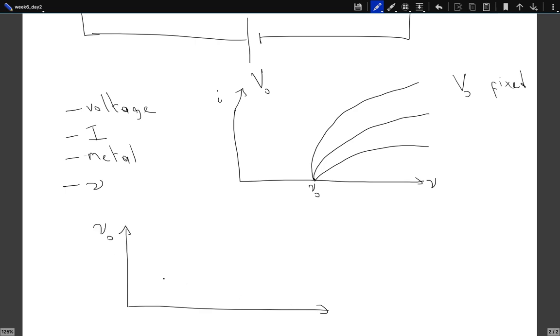So let's see, nu zero as a function of, let's keep the metal the same for the time being. Nu zero is a function of the voltage, V0. As V0 gets larger and larger, well, even for very small V0, there is some nu zero. Even if V0 is 0, there is some nu zero that you need. It's non-zero. As you increase V0, nu zero increases linearly. So this is what we see. Again, experimental measurement.